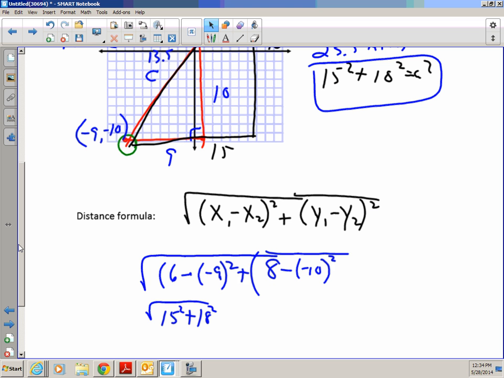So again, what we did today is we found distance on the coordinate plane by using the Pythagorean theorem.